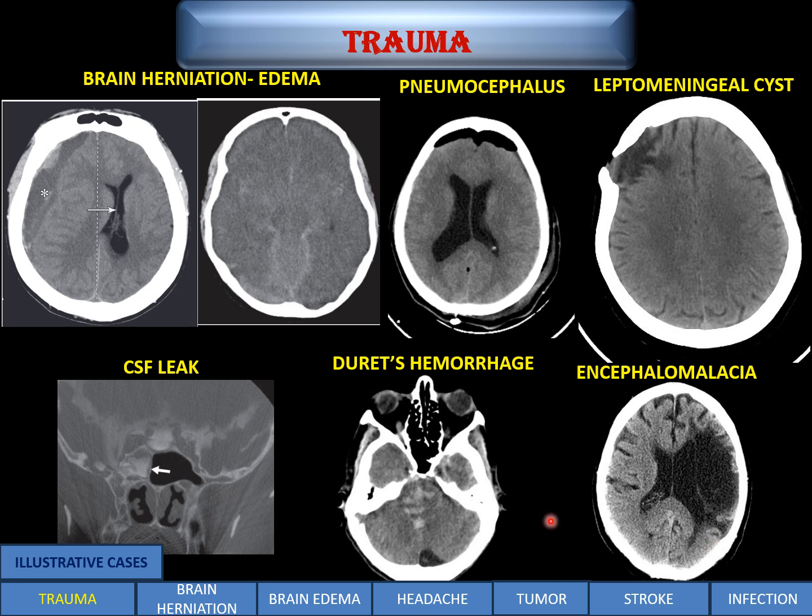Duret's hemorrhage, whenever there is a brain herniation, brain compression, we'll be seeing parallel areas or streaks of hemorrhage which is seen in the brainstem, which has a very poor prognosis.